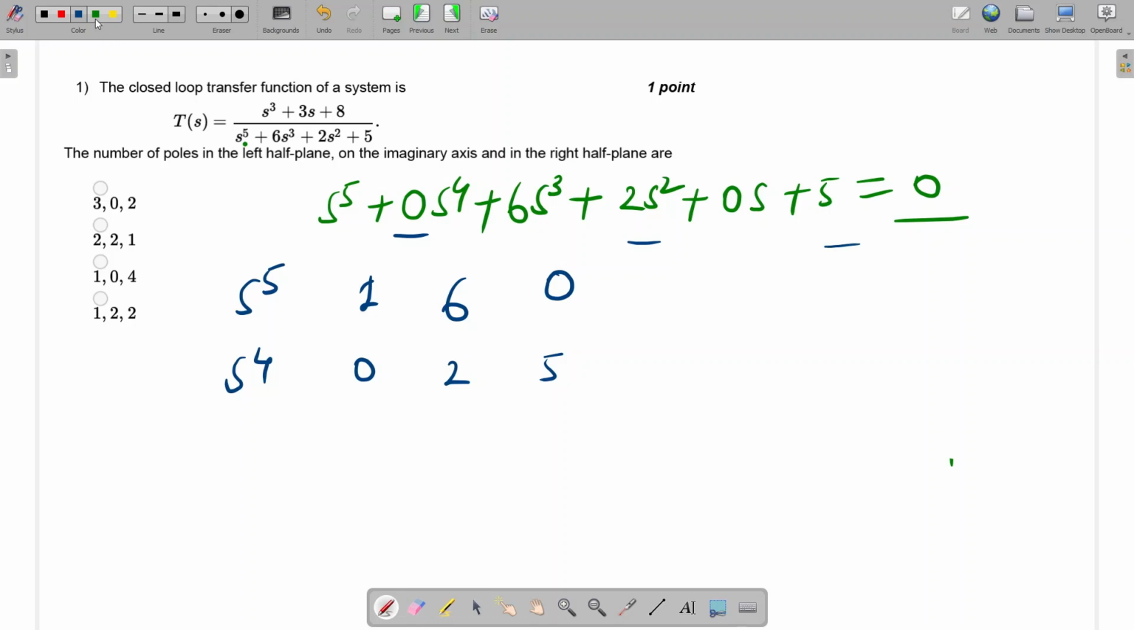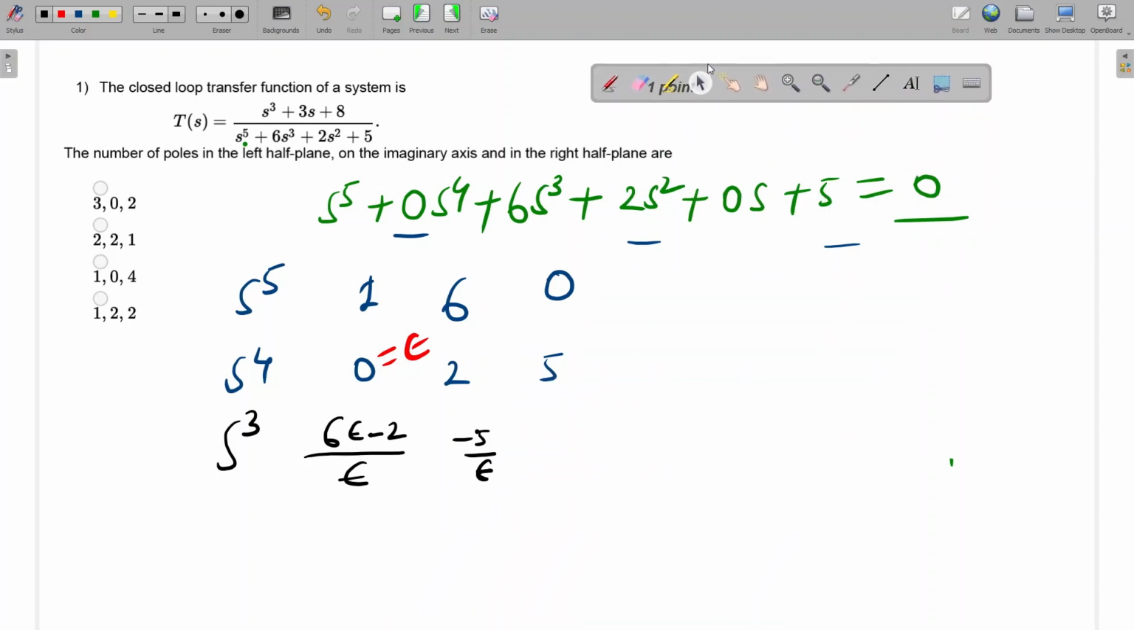See here, the first element is coming as 0. So we can assume it as epsilon. If all three were 0, then that would be a row of 0. Here the first element is 0, so that will be assumed as epsilon. So we have to calculate s to the power 3. What will be this value? 6 epsilon minus 2 by epsilon. Is it correct? And that will be 0 minus 5 by epsilon, so minus 5 by epsilon. Correct? Is it clear to all? Yes, sir.